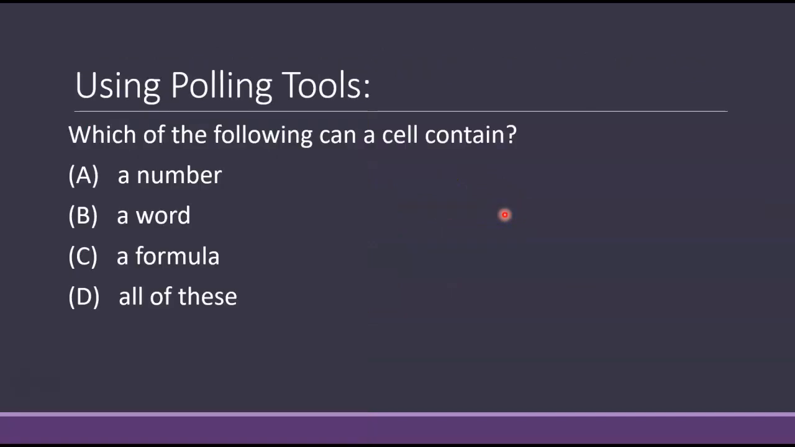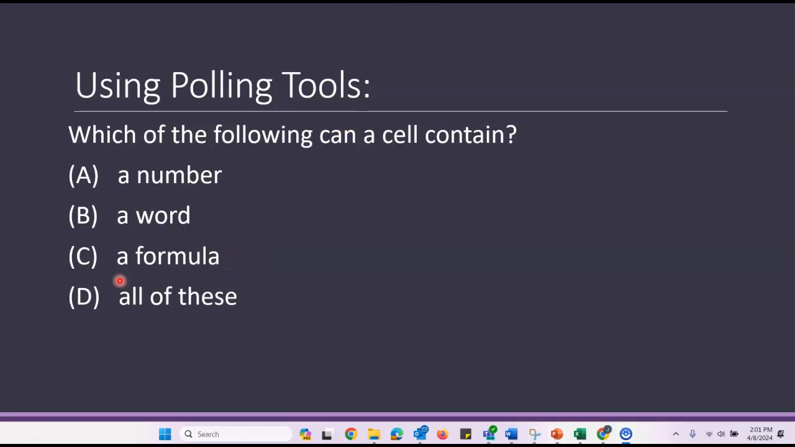Quick question, which of the following can a cell contain? A, a number, B, a word, C, a formula, or D, all of these? A few slides ago, we learned that we can enter numbers, words, and formulas in cells. Therefore, the best answer is D, all of these.